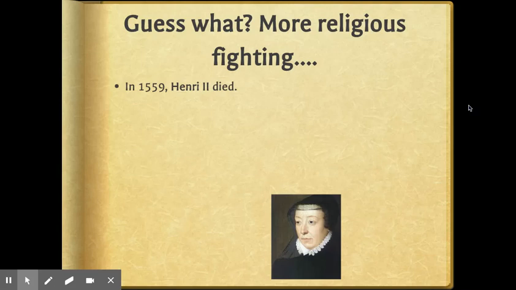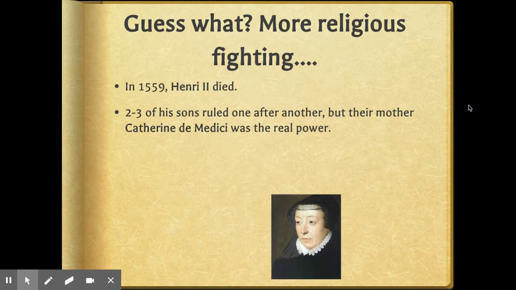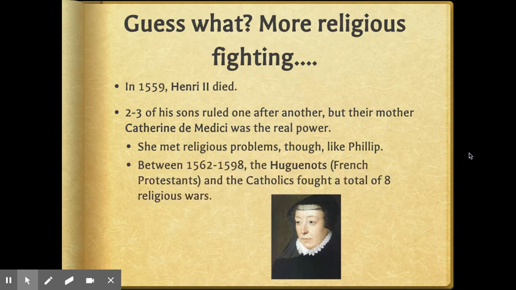So they randomly decided to pick up in 1559. In 1559, their king was a guy by the name of King Henri le Deux, which is Henri II. He's going to die, and his sons are going to rule one after the other, but they're not very strong. And behind the scenes, their mother, Catherine de' Medici, was the real power. This is the same de' Medici family that was super, super rich and powerful in Italy during the Renaissance. It's the same family, but now they're up in France. Once again, though, there's going to be religious problems, and they're going to try to solve them.